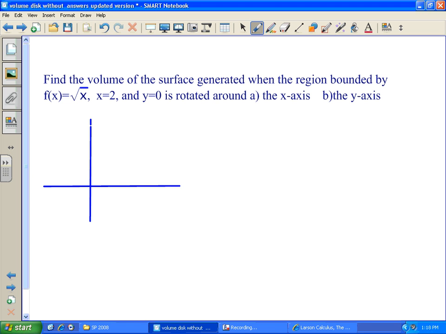So we have y equals root x, x is equal to 2, and y equals 0, which is again the x-axis. So we're going to take this region and, in part A, rotate it around the x-axis. Once again, let's pick a representative rectangle. Since we're going around the x-axis, it will be perpendicular to the x-axis with thickness delta x.